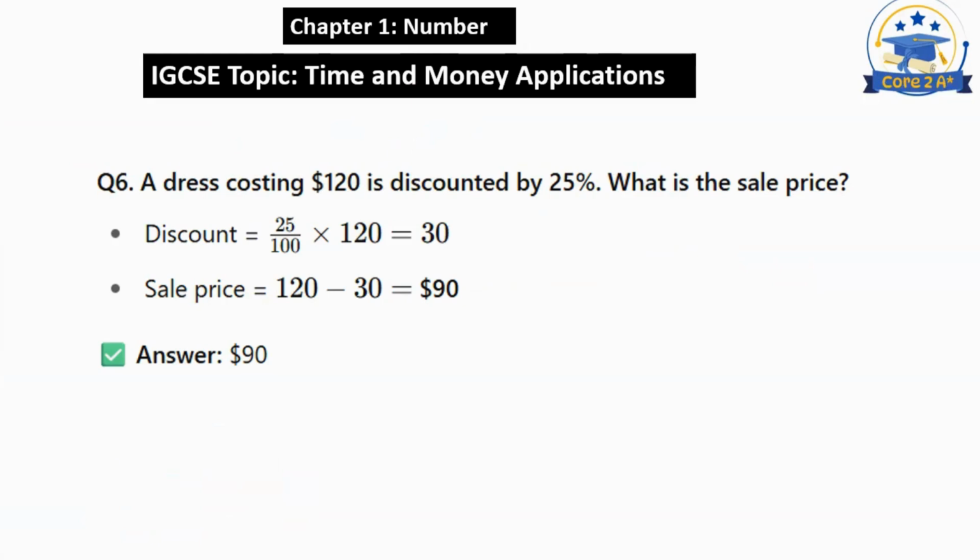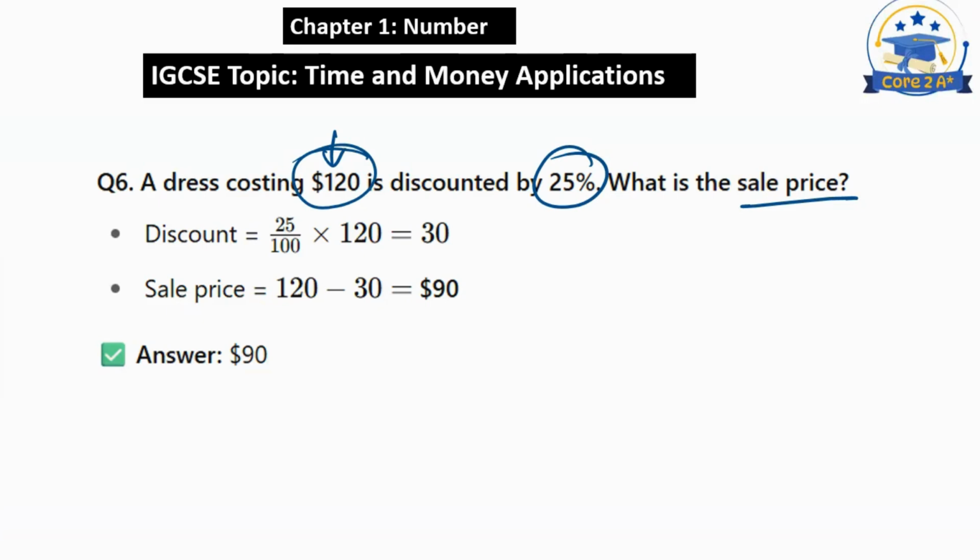The next: a dress costing $120 is discounted. The cost was $120, discounted by 25%. Then what will be the sale price? Suppose this is your selling price and the shopkeeper is giving a discount. How much? 25%. So what will be the sale price after discount?